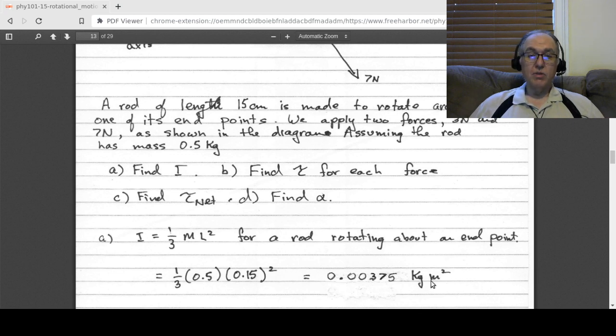Okay, so there's the moment of inertia. It's a small moment of inertia, but it's a fairly light rod. And there we go. Okay, now what? Now I say find the torque for each of the forces.